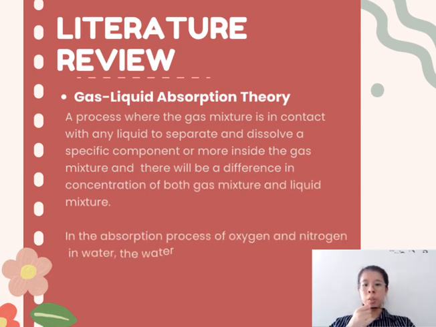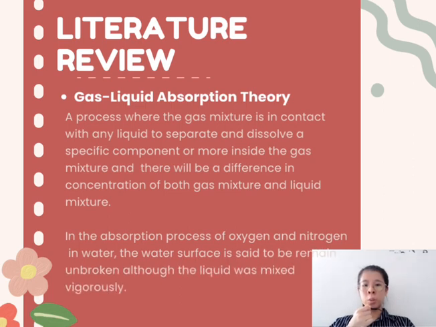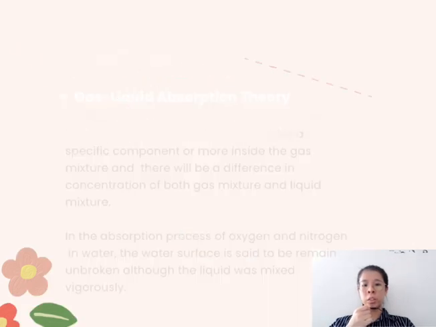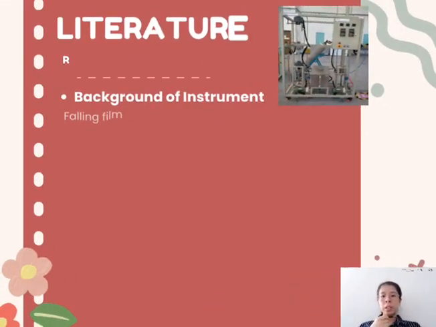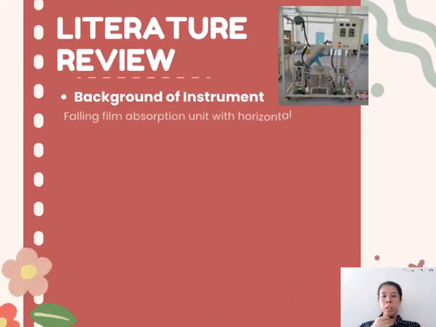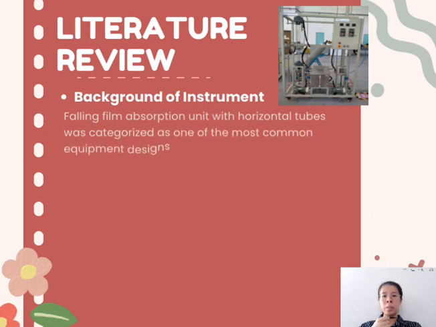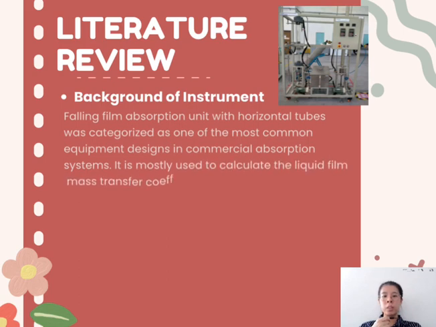In the absorption process of oxygen and nitrogen in water, the water surface is said to remain unbroken. Falling film absorption units with horizontal tubes are categorized as one of the most common equipment designed in commercial absorption systems. It is mostly used to calculate the liquid film mass transfer coefficients or to determine the coefficient values in a power law relationship.